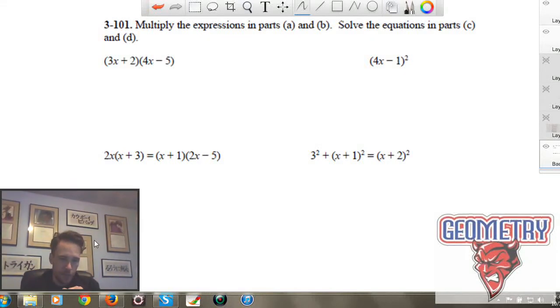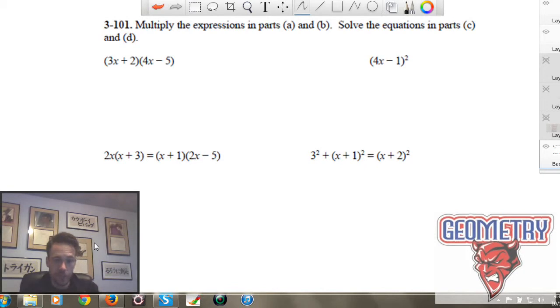Okay, here we are in geometry. We got Unit 3, problem number 101. Nearing the end here. Let's see. Multiply the expressions in part A and B. Solve the equations in part C and D.